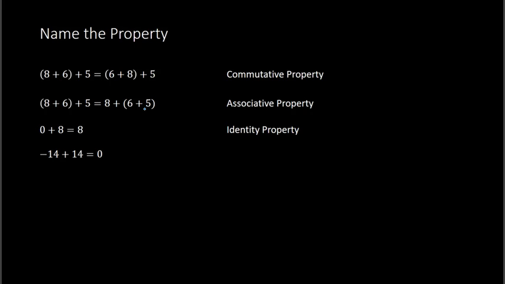Next we have negative 14 plus 14. In this one we are adding the negative 14 with the inverse, or the opposite, which is a positive 14, and we're getting 0 back out. So when you add a number with its inverse, that is called the inverse property. And that concludes our lesson for today.